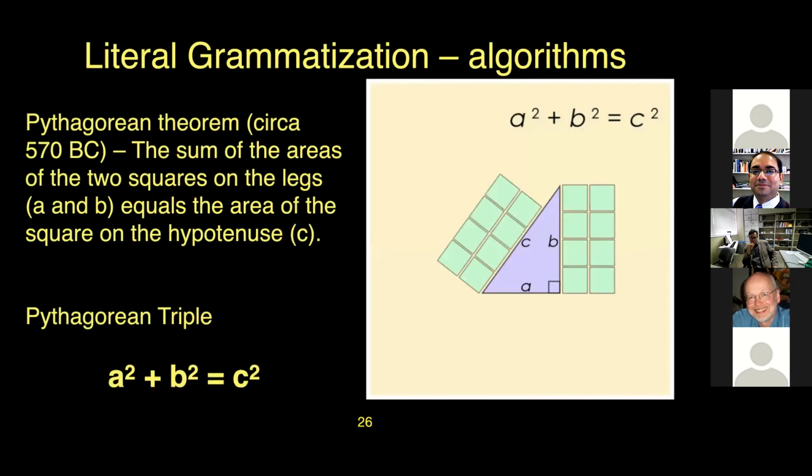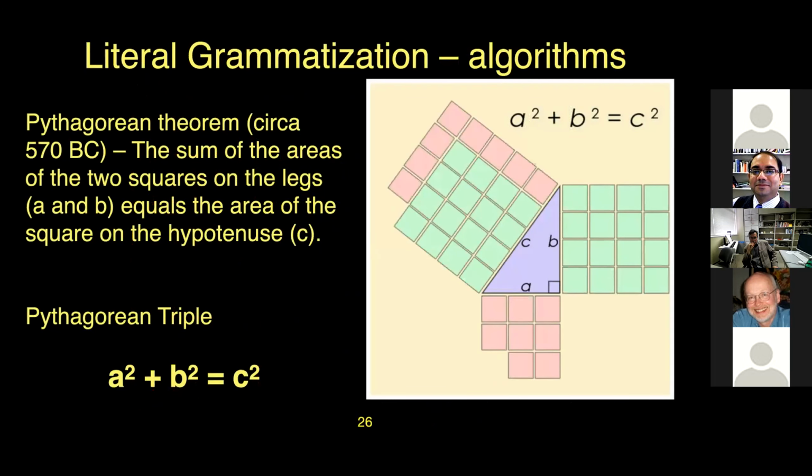The creation of alphabets led to the development of mathematics and higher learning. In the history of Greek mathematics, literal grammatization enabled the use of variables and the development of algebraic equations and algorithms. For example, mathematicians such as Thales, Pythagoras, and Euclid relied on mathematical symbols and alphabetic notation.